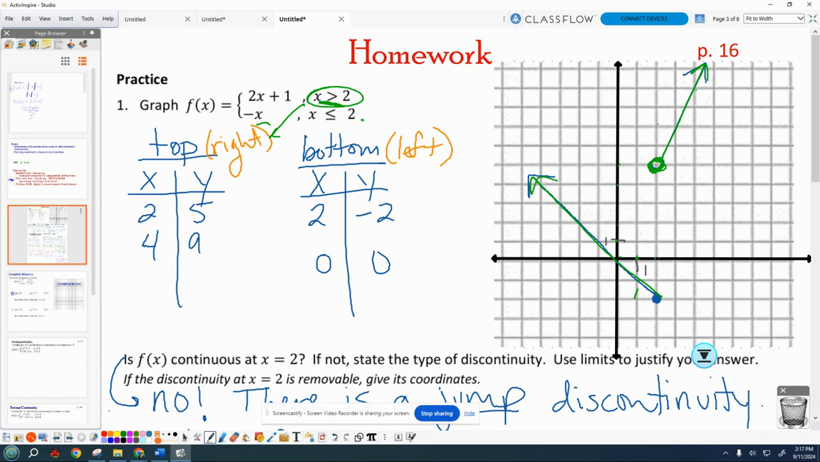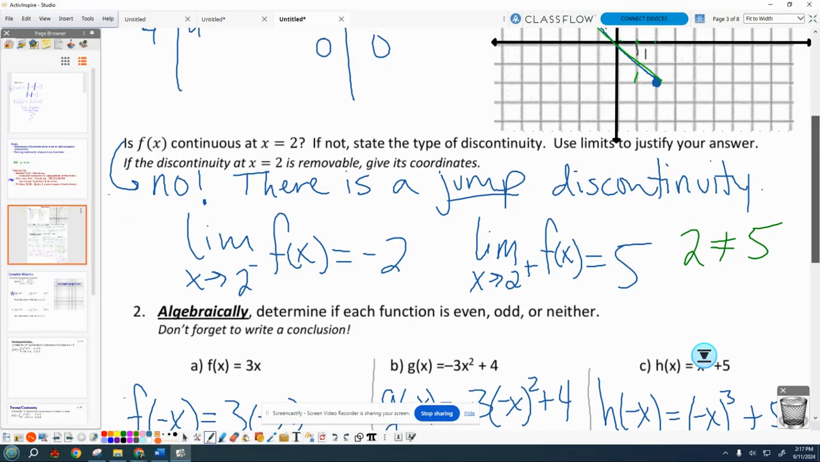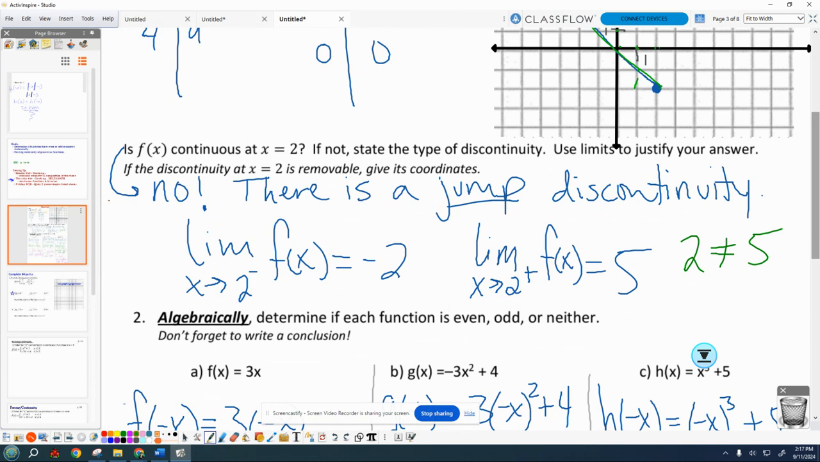What kind of discontinuity is this? Jump. Why is it a jump? Because you have 2 lines. Okay, 2 straight lines that meet at different heights. The limit from the left was -2, the limit from the right was +5. They aren't the same number, that's a jump.